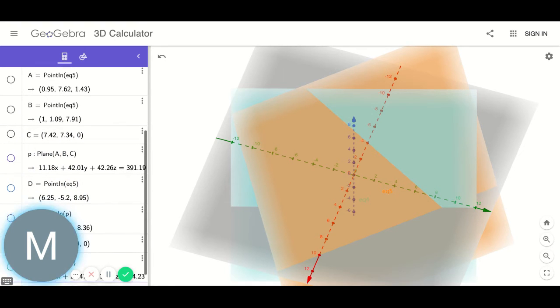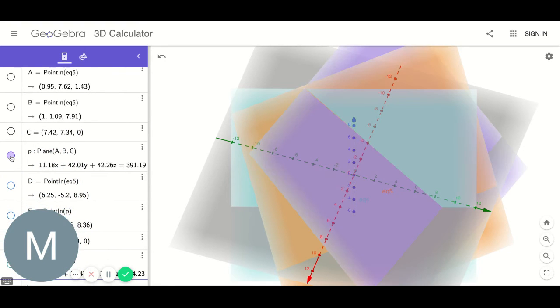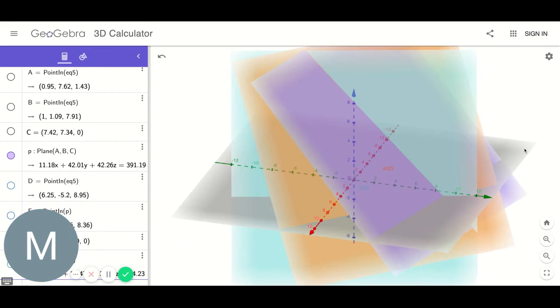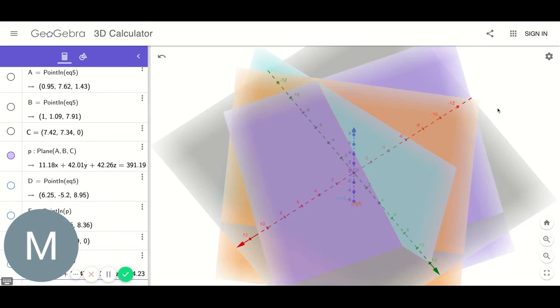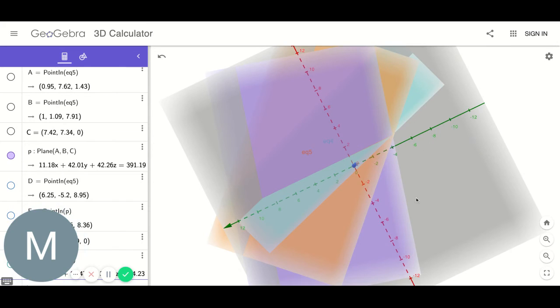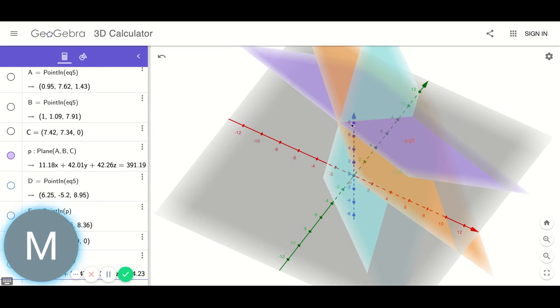The fourth possibility is that they cross along a line. So you see I've now added this purple plane, and the purple, the blue and the orange are all intersecting along that same straight line. We'll turn this around a bit so you can see it from different angles. But they're all intersecting along the same straight line. Okay, and that's called a sheaf.